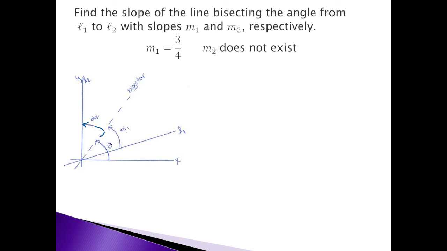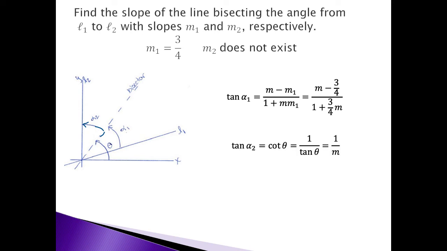Find the slope of the line bisecting the angle from L1 to L2 with the slope of M1 equals 3/4 and the slope of M2 that doesn't exist. So that means that line 2 is actually the y-axis, or a vertical line. And again, we're looking for the bisecting line. So the tangent of alpha 1 is M minus M1 over 1 plus M1 M. So that's M minus 3/4 over 1 plus 3/4 M. M is the slope of the bisector.